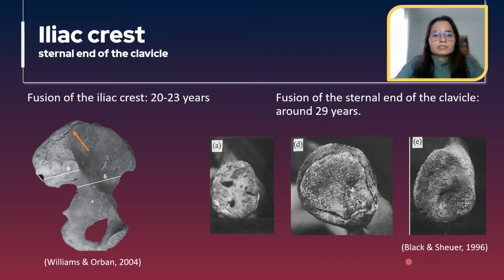About the sternal end of the clavicle, you see these three images here that are a sequence of the fusion of this epiphysis. And here in figure E, you can see that the epiphysis is completely fused, which means that the individual is more than 29 years old. When these two epiphyses are completely fused, they are a good indicator that the individual is an adult. And when they are still fusing, we can look at the methods that tell us the development of the iliac crest and the sternal end of the clavicle and get an age range.